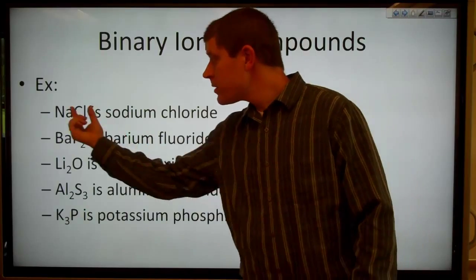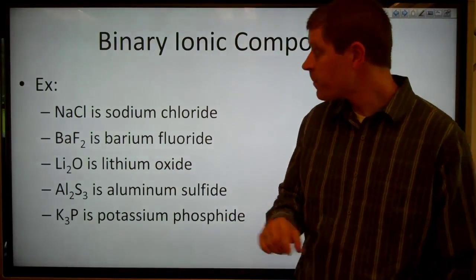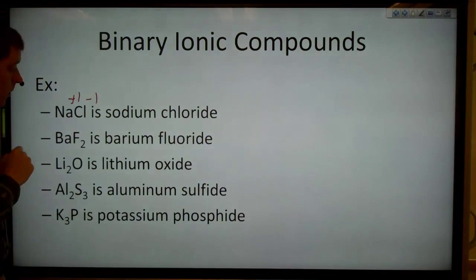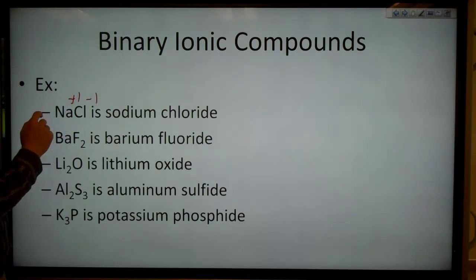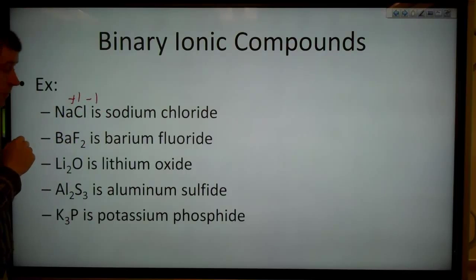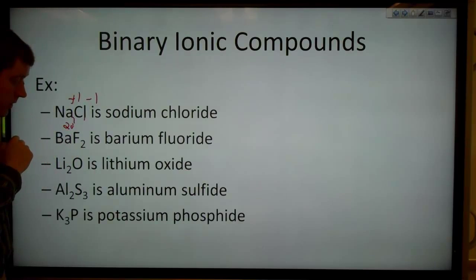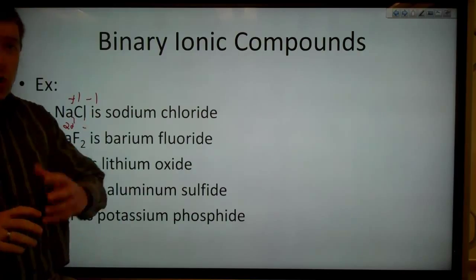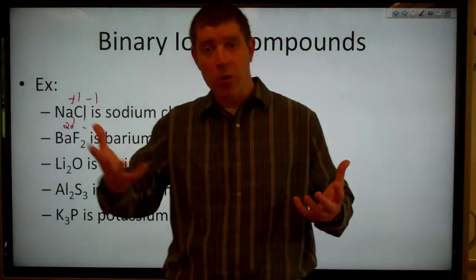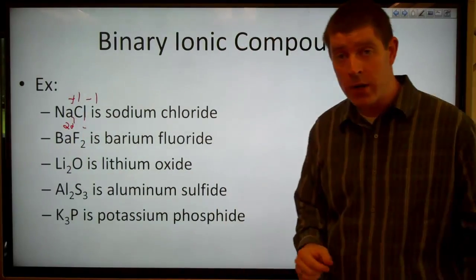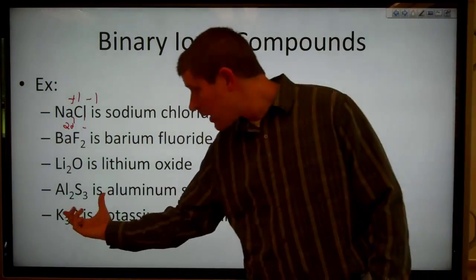Because if we know that, say, sodium has a charge of +1, and chlorine has a charge of -1, well, to balance out the +1, we need just a single -1. So the number on each one of those is 1. With barium, if we have a charge of 2+, and fluorine has a charge of -1, well, we need 2 -1 charges to balance out the +2 charge. So we need 2 fluorines for each 1 barium. And so on.